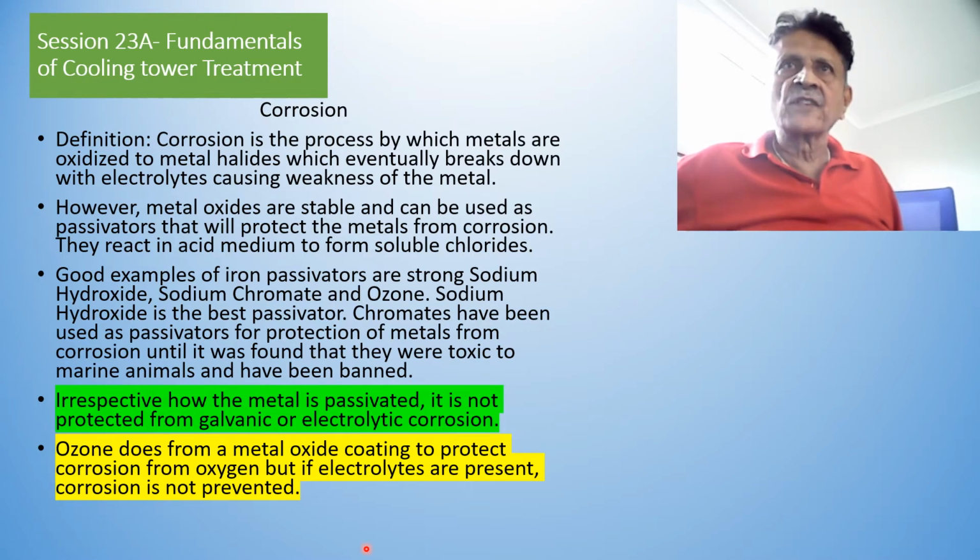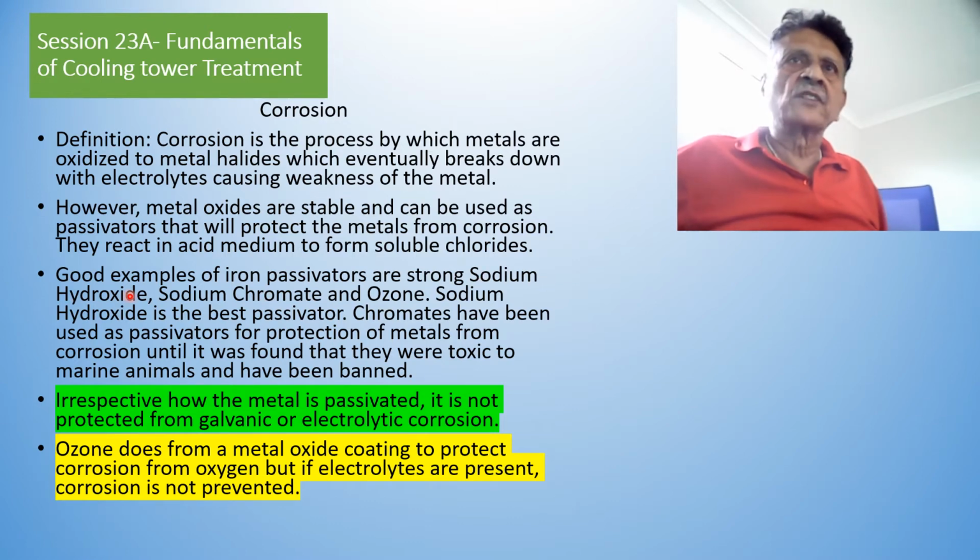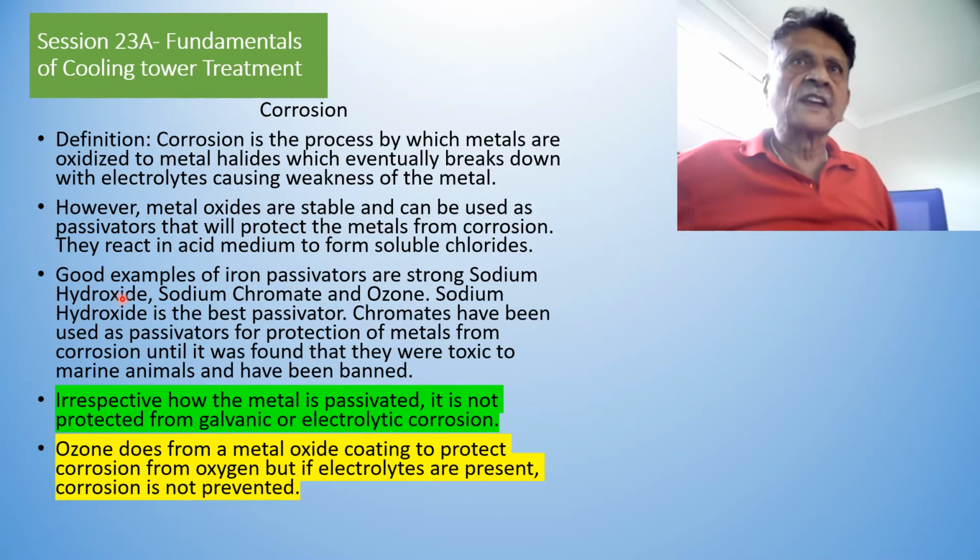The good examples of iron passivators are strong sodium hydroxide, sodium chromate, and ozone. For example, if you treat an iron with very strong sodium hydroxide, maybe 1% or 2% or so and above, the iron metal gets passivated, so much so that even acids will not react with it. So it becomes very, very strong and resistant to all substances, including acids.